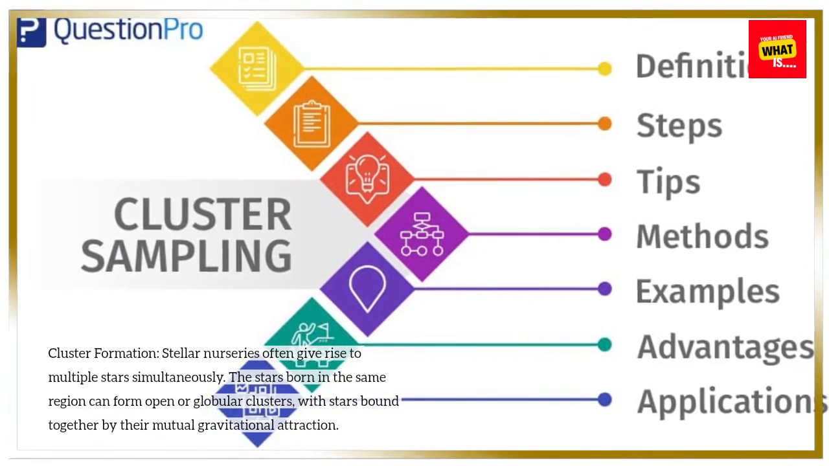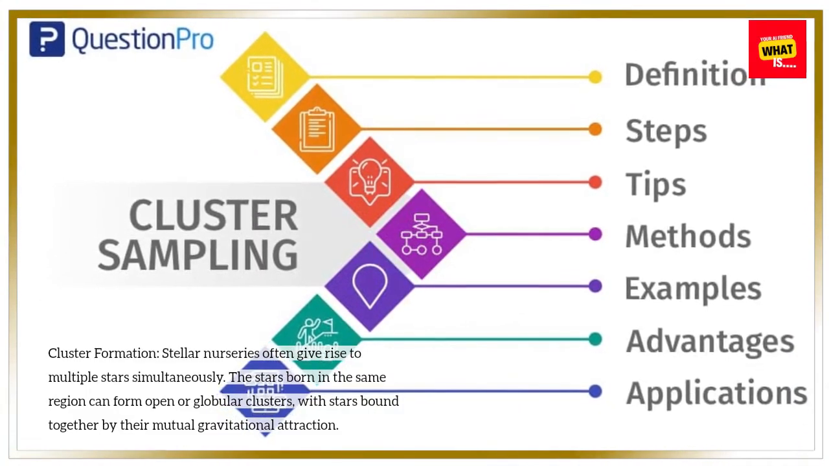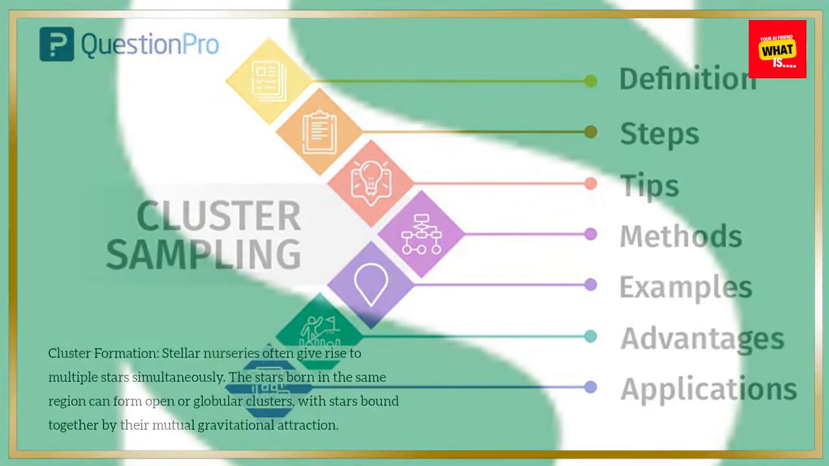Cluster formation. Stellar nurseries often give rise to multiple stars simultaneously. The stars born in the same region can form open or globular clusters, with stars bound together by their mutual gravitational attraction. Stellar nurseries are observed in various parts of galaxies, and the birth of stars within them is a fundamental process in the evolution of galaxies.